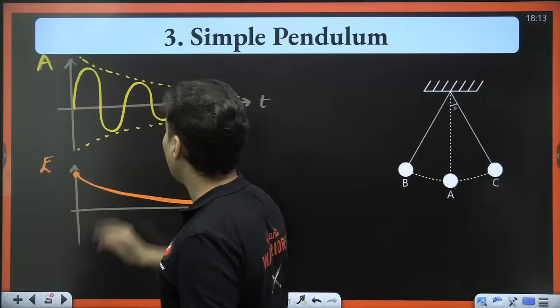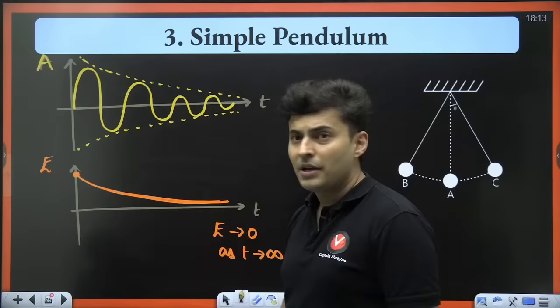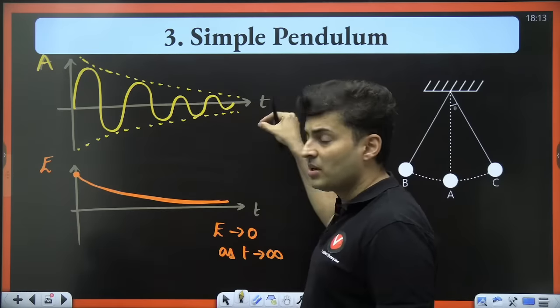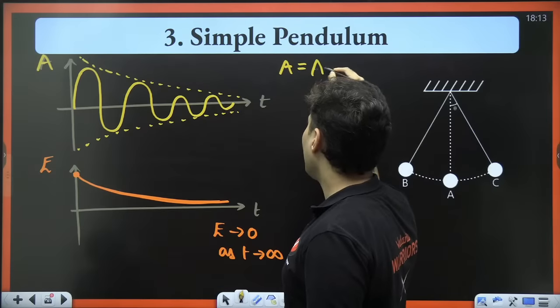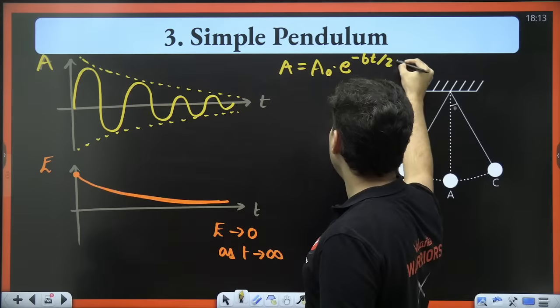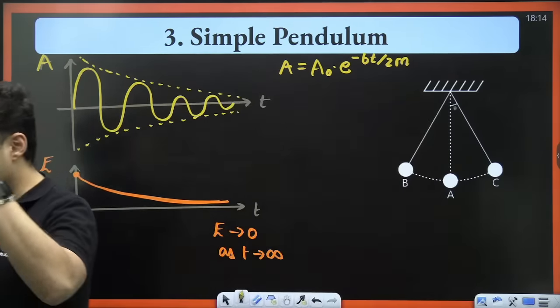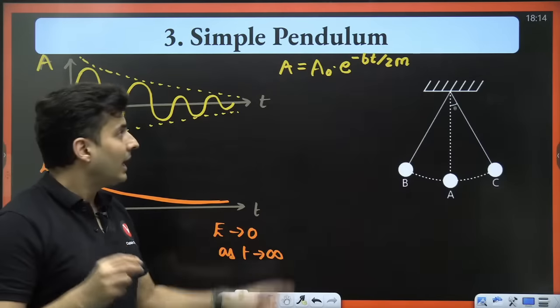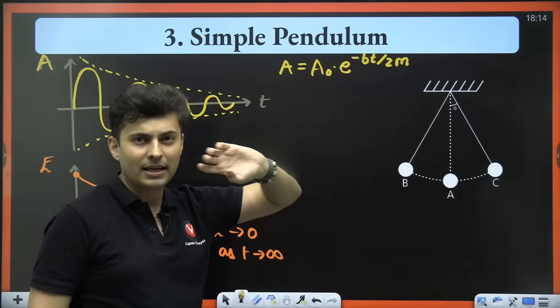Now, it so happens that the amplitude which decreases over time follows this equation. The amplitude is A naught into e to the power minus bt by 2m. This is the exponential decay form.